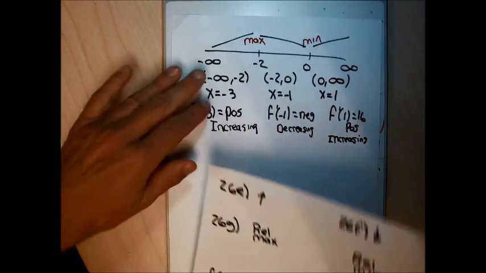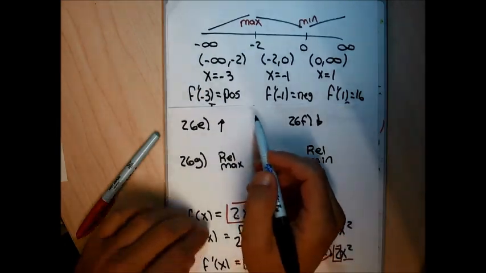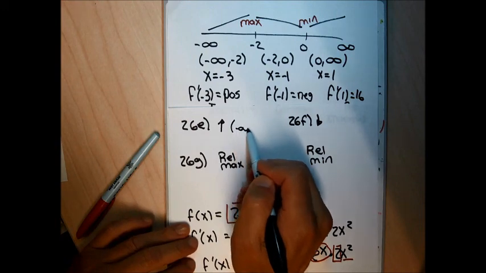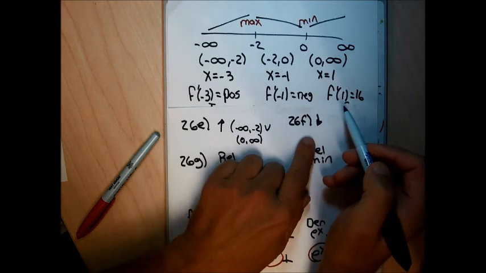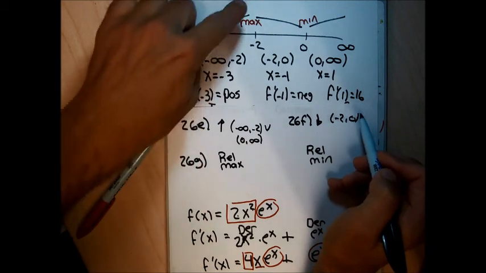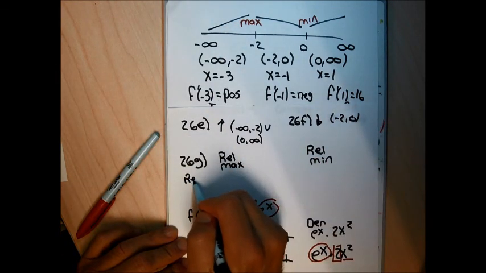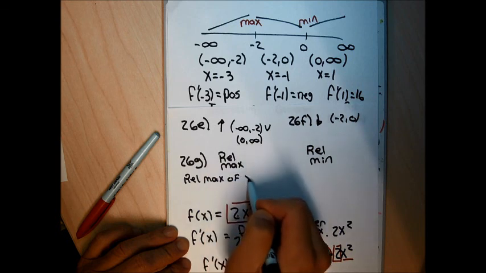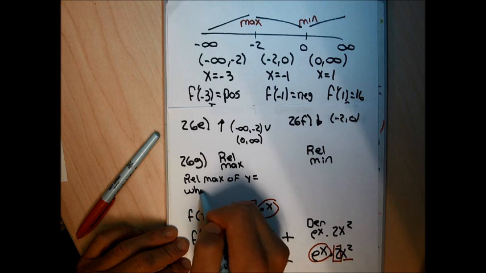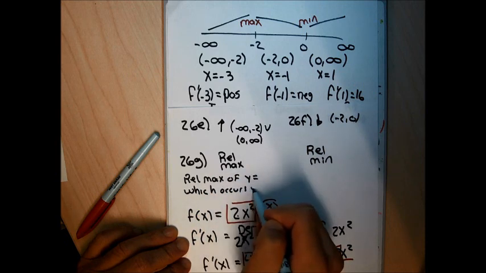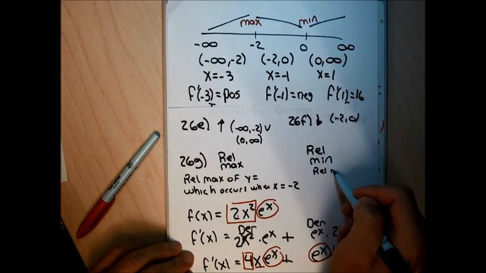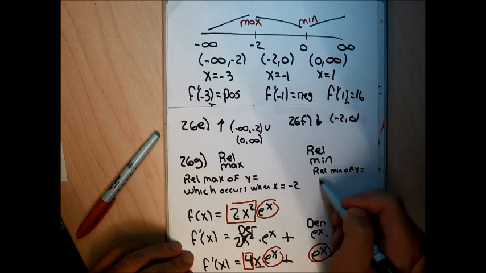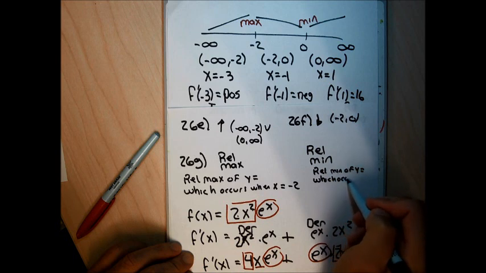So when I go to do my answers for this problem, I'm going to say it's increasing from negative infinity to negative 2, union 0 to infinity. It's decreasing from negative 2 to 0. And then I have a relative maximum of y equal to some number which occurs when x equal to negative 2, and I have a relative minimum of y equal to some number which occurs when x equal to 0.